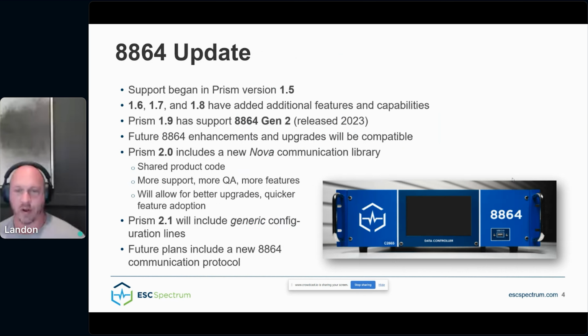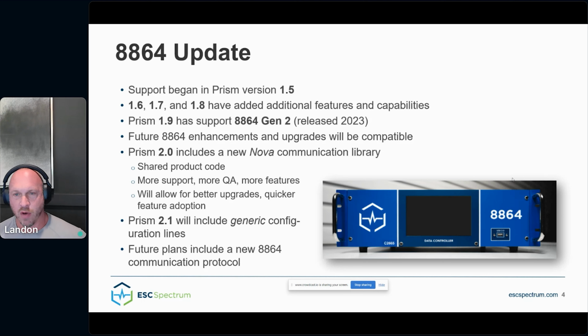All the future 8864 development and enhancements will be compatible with Prism. We're plugged into that design session with the 8864, making sure all those features integrate well into Prism as well as all the other DAS products. Prism 2.0 does have some software rework around the 8864. It's a brand new Nova communication library. I really won't go into the details of that in the slides because it's more of a technical thing.